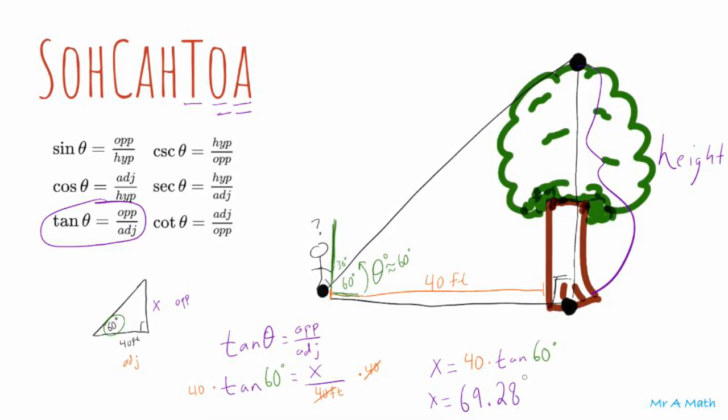69.28 feet. And so if I was standing 40 feet away from a tree that I had to look up 60 degrees to see the top of the tree, that would mean the height of my tree is exactly 69.28 feet tall.